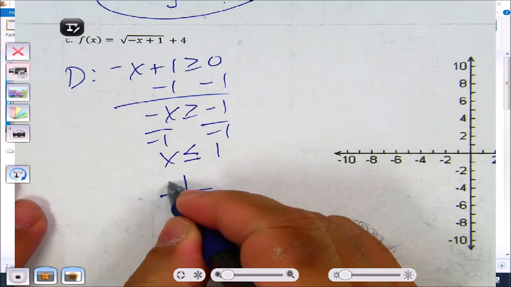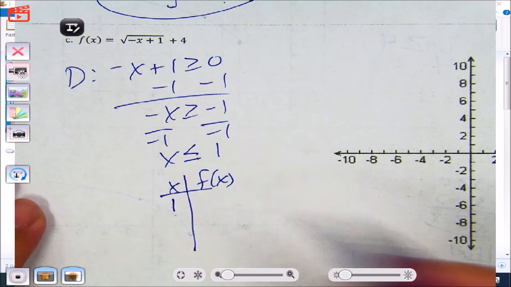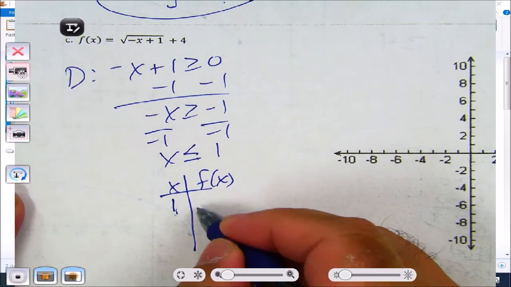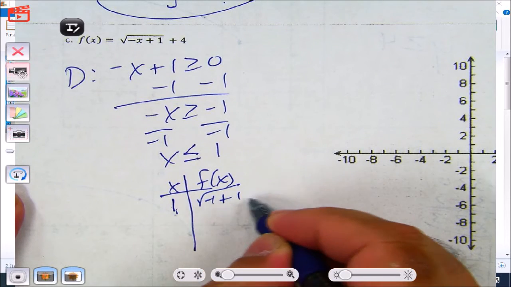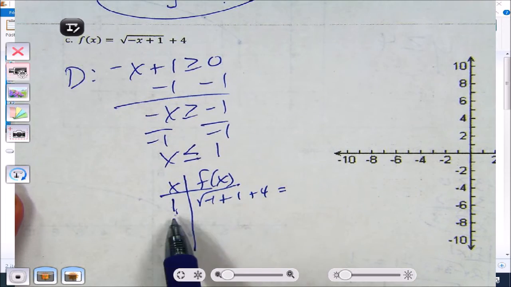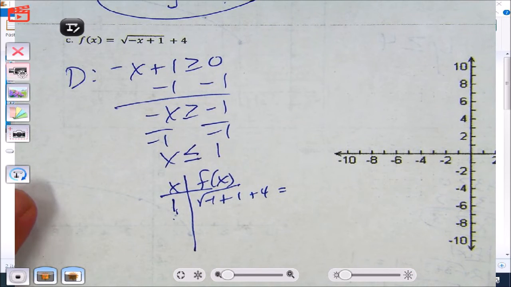Alright, so now I make my t-chart again, and I'm starting at 1. If I plug in 1, what do I get? So square root of negative 1 plus 1 plus 4. Oh, okay. Right, I'm plugging in 1 into that thing. Alright, what does that become? 4.